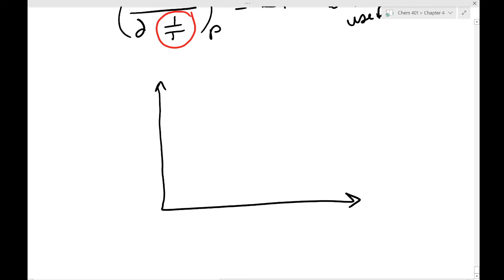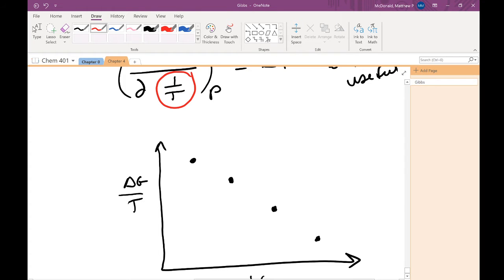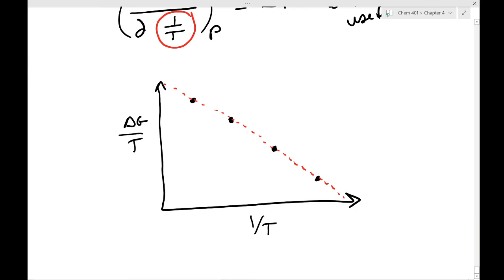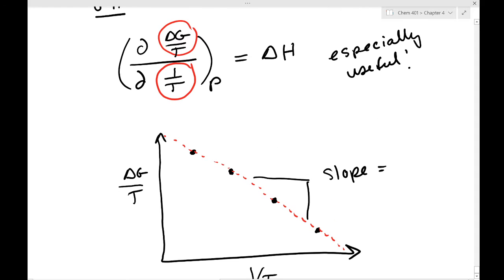Okay, if we plot delta G over T versus 1 over T, and we actually do some measurements, maybe at several different temperature points, it looks something like this. Okay, we can start to figure out what exactly is going to happen here. If I then fit this with a straight line, the slope that I pull out here is equal to delta H.